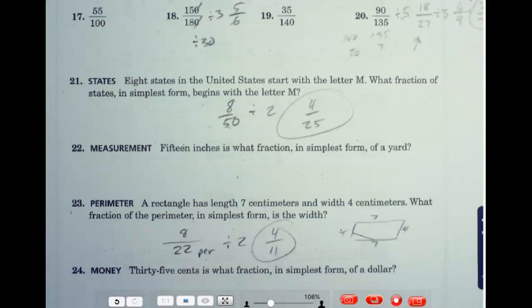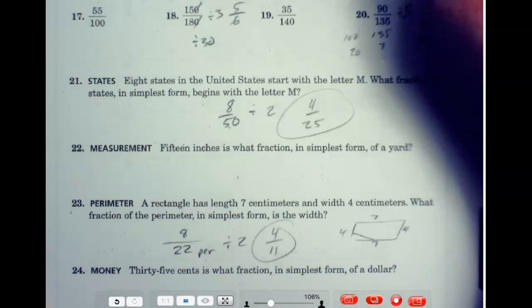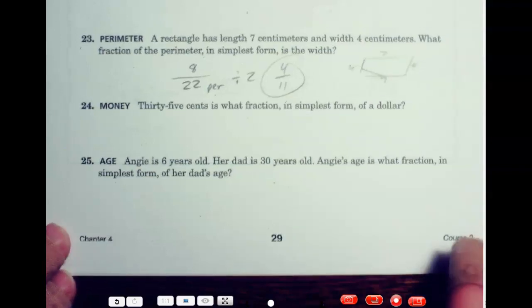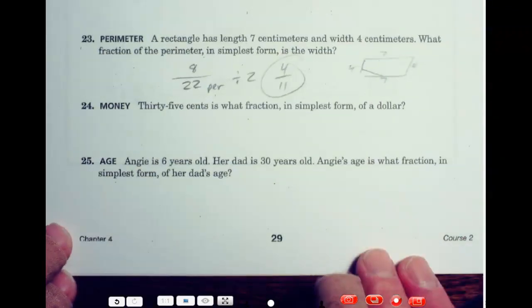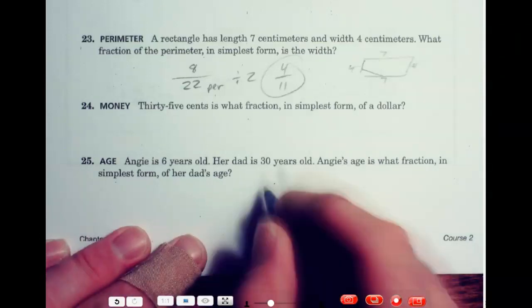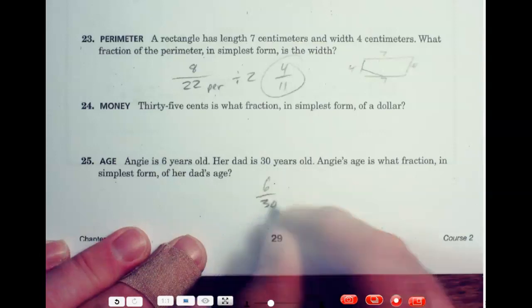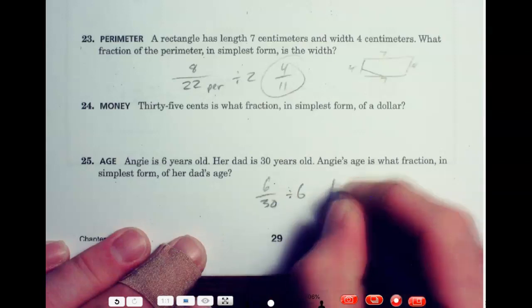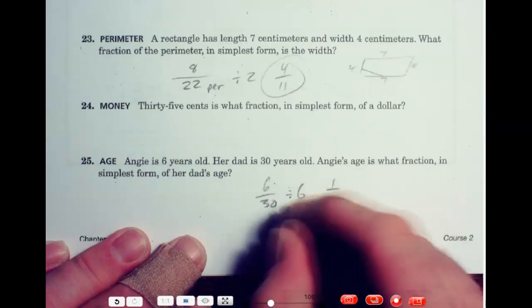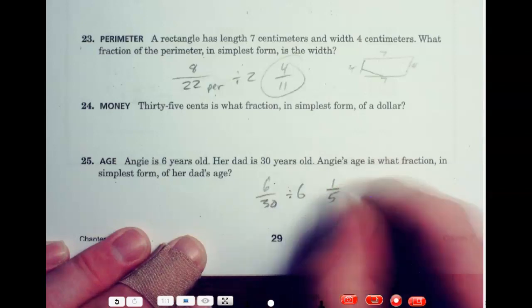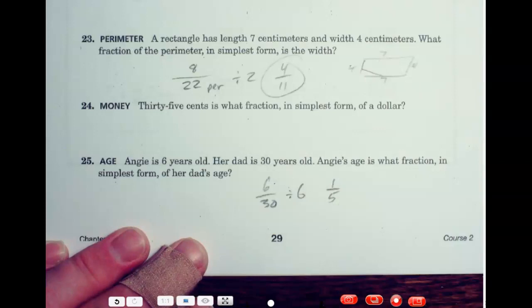All right, scroll down, we'll do one more, do Angie. Angie's 6 years old, her dad's 30. Angie's age is what fraction in simplest form of her dad's age? Well, she's 6/30ths, right? Well, 6 goes into 30, so I can divide these both by 6. 6 divided by 6 is 1. 30 divided by 6 is 5. So she's 1/5 the age.